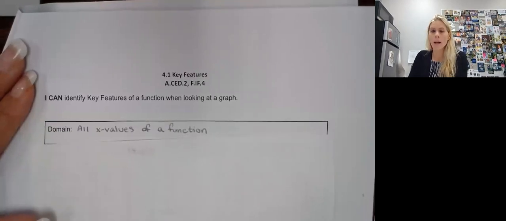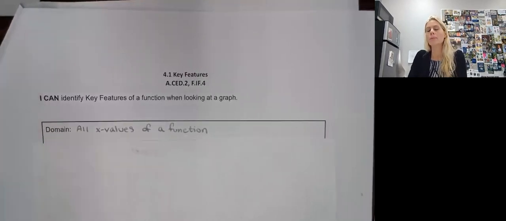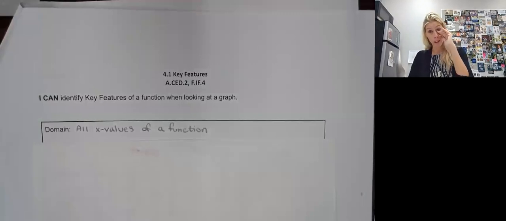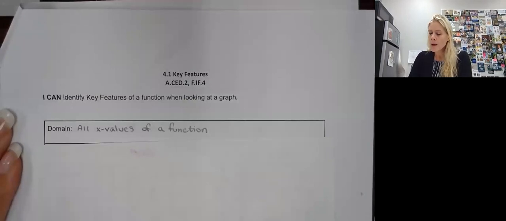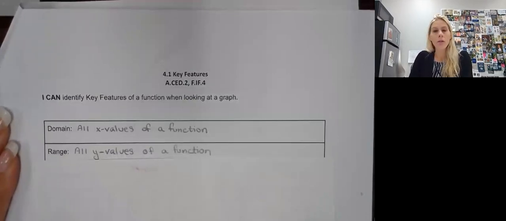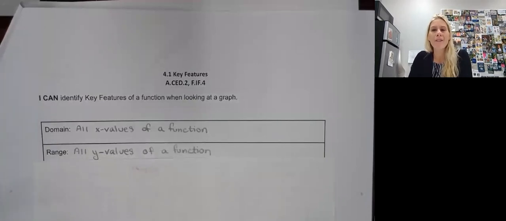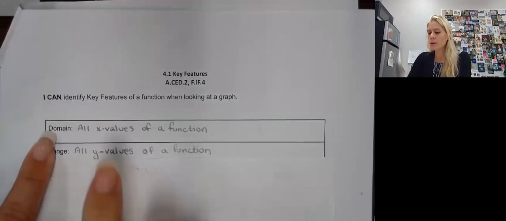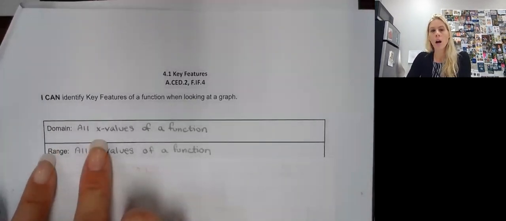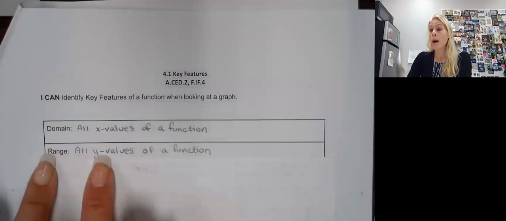So we have domain, and we've worked with domain before, but specifically, I'm going to show you a different way to do it, not just algebraically like we did with last chapter. Let's remember that domain is all the X values of a function. Then if we look at range, range is all the Y values of a function. The reason why I love math is that it's mostly alphabetical: you can always remember that D comes before R, X comes before Y.